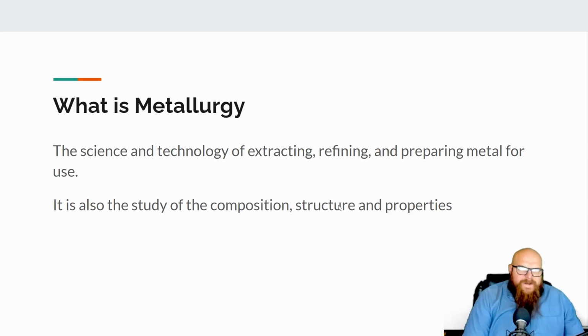So, what is metallurgy? Metallurgy is the science and technology of extracting, refining, and preparing metal for use. It's also the study of the composition, structure, and properties that pertain to it. We use a lot of these things in the welding process. Like, can it withstand electricity, or can it conduct electricity? How does that stuff work? The different types of metal.